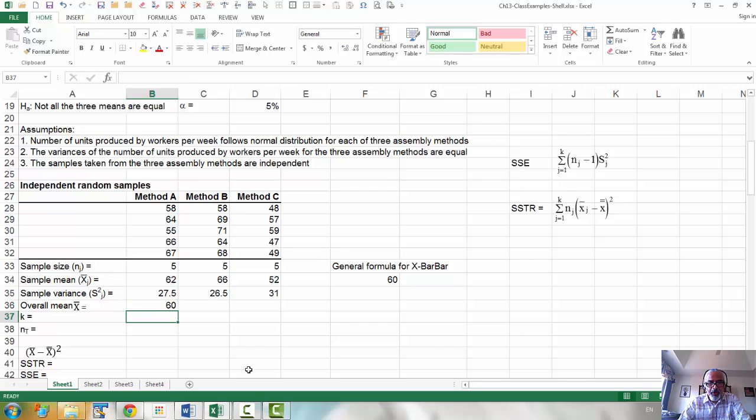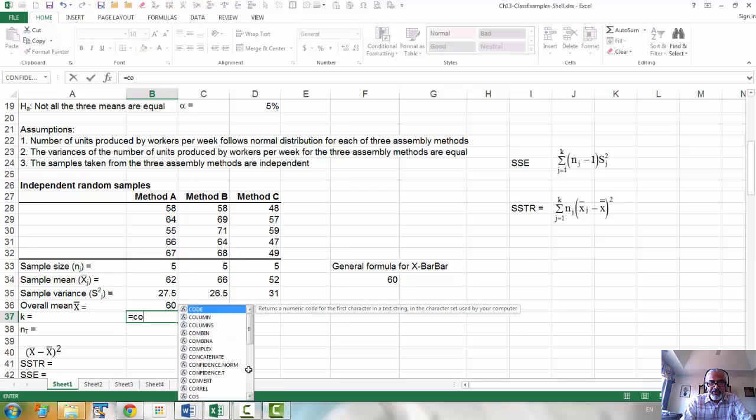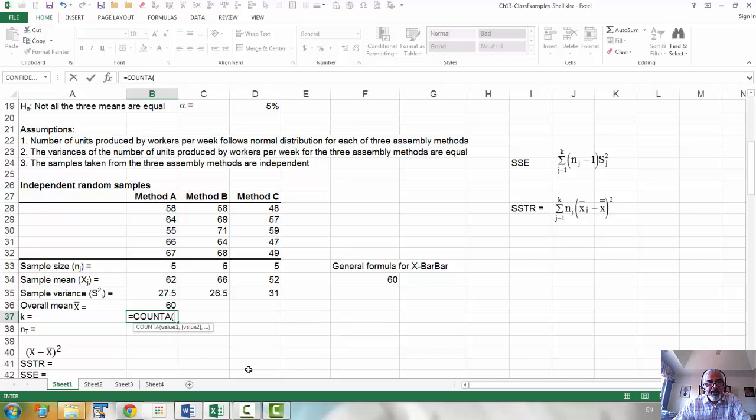Now K is the number of populations or number of treatment factor levels. So we can do that using count A and count the number of methods. We need to do count A because this is non-numeric. Count will work only if the cell contents are numbers. So if cell contents are not numbers, then to count how many are there, you have to use count A. Now n sub t is the total sample size, and that's the sum of the three sample sizes. So that will give us the total sample size.